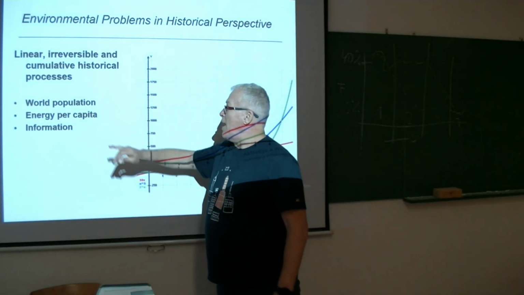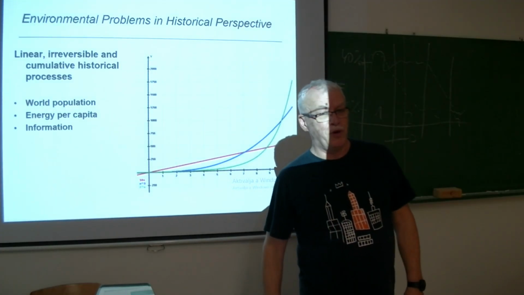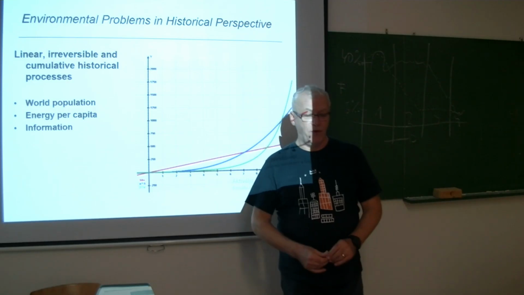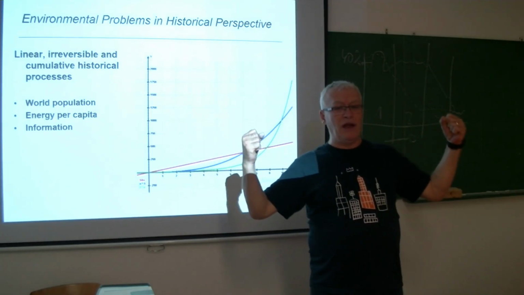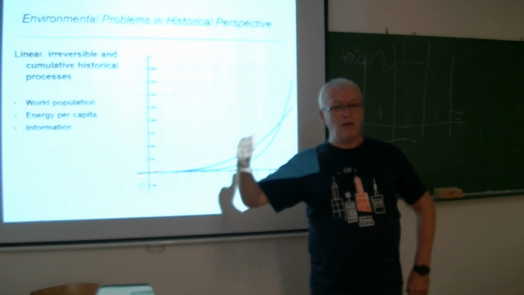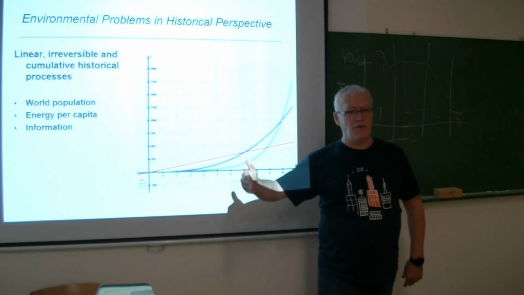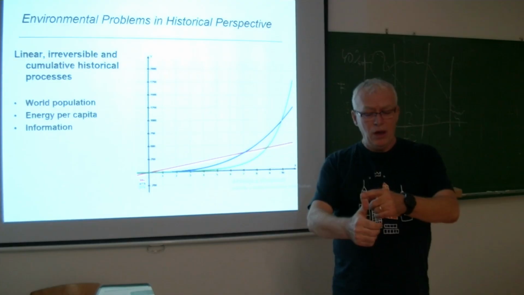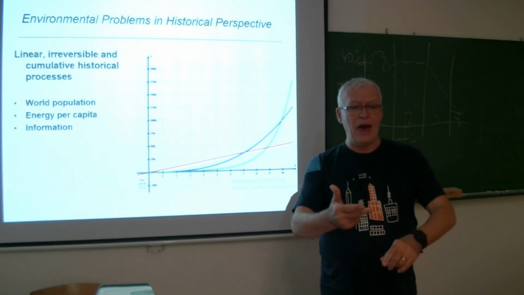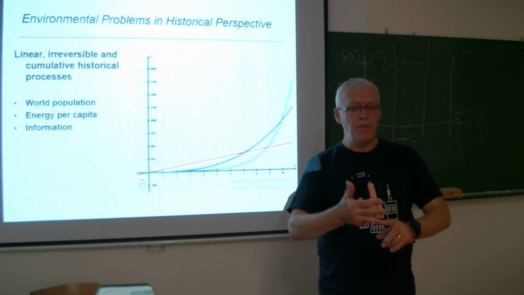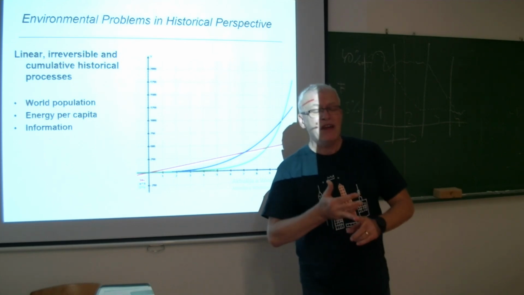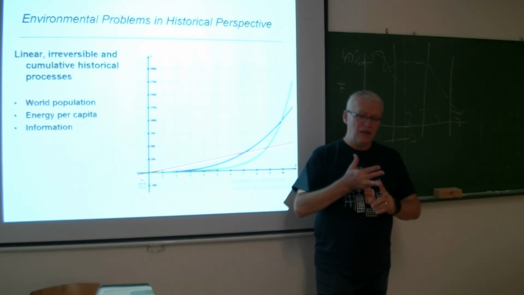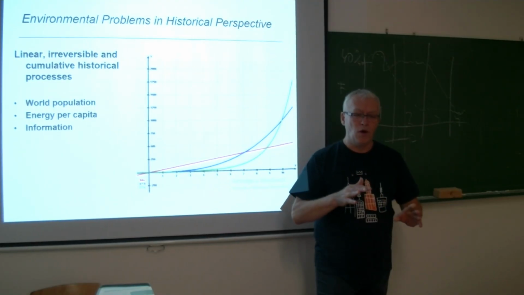Okay, the second one, energy per capita. In the early phase of human evolution, the energy was somatic energy, no more. The second phase, after the agrarian revolution, the draught power of domesticated animals, horses, cattle, camels, and simple engines, windmills and water mills, no more.